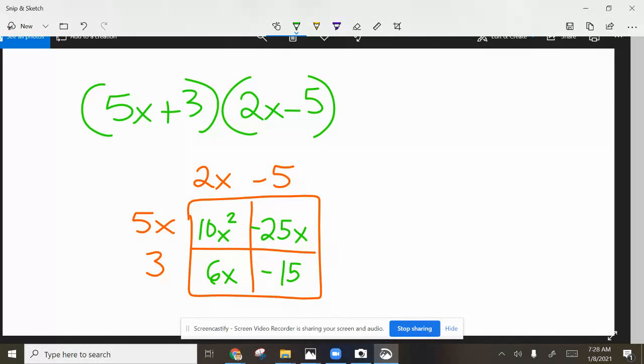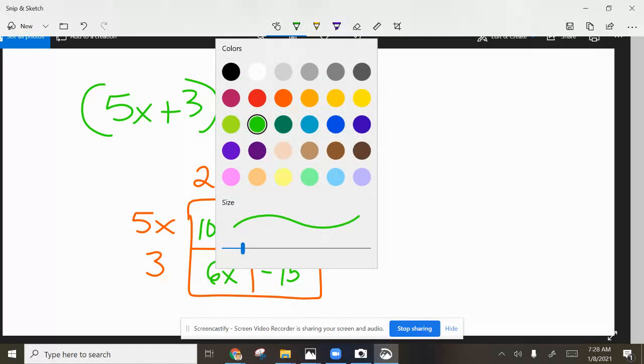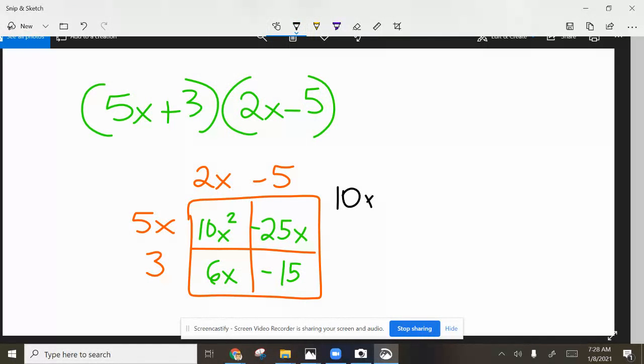I'm going to get negative 15. And what I told you guys to do initially was to write it all out. So 10x squared minus 25x plus 6x minus 15. If I write that all together, then I look at it and say, this is like yesterday's lesson.